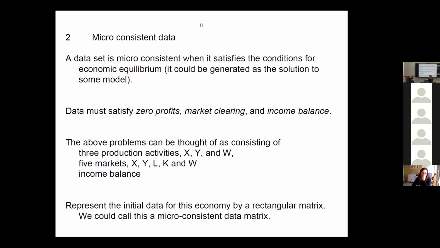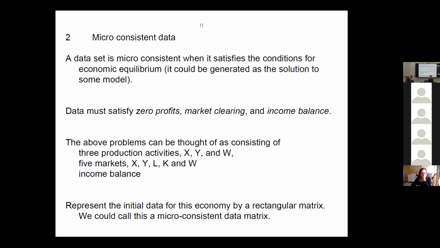What do we mean by consistent? It means that the data satisfies the conditions for an economic equilibrium. The data could be generated as the solution to some model. So the data must satisfy zero profits, market clearing, and income balance. This problem that we're looking at could be thought of as consisting of 3 production activities, X, Y, and W. Welfare is treated as a produced good. There are 5 markets, X, Y, L, K, and W, and then income balance.